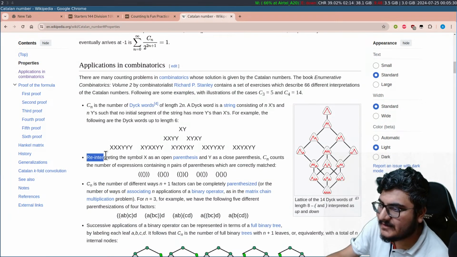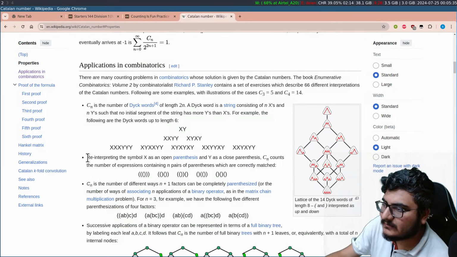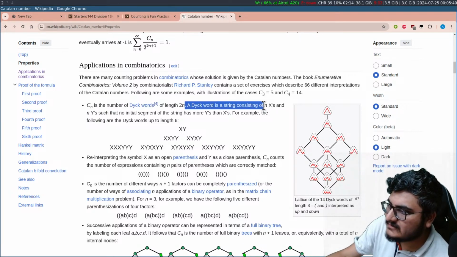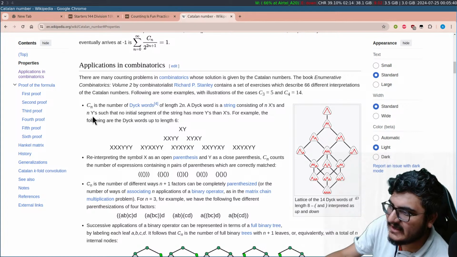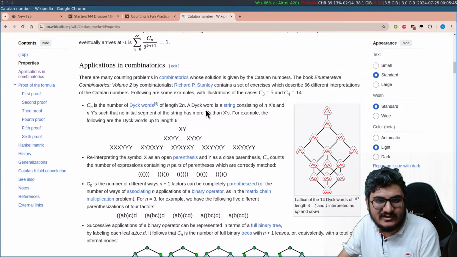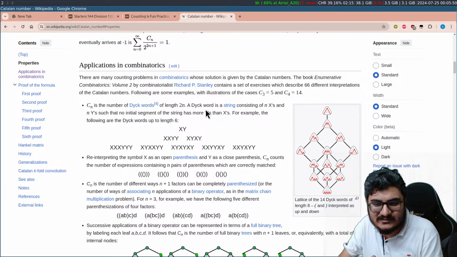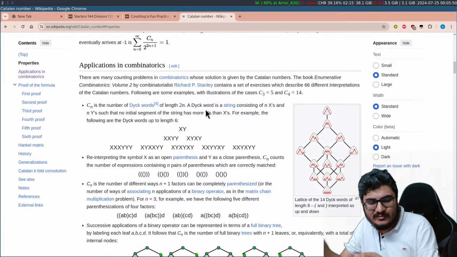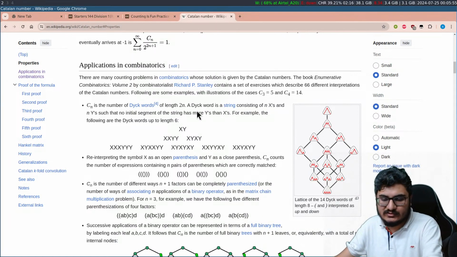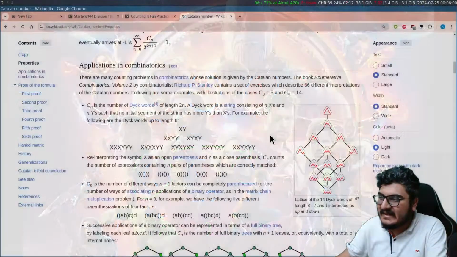Reinterpreting the symbol, Cn is the number of sequences of length 2n, with n x's and n y's, such that no initial segment contains more y than x. Basically, if we look at y as the number which appears 0 times and x as the number which appears 2 times, then for every 2 there should be a paired 0, and because it appears 2 times, it should be more times here. So we can directly choose the Catalan number there.